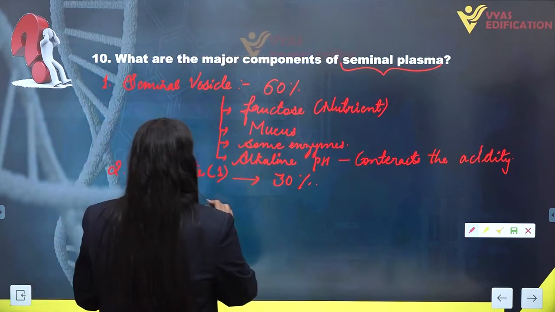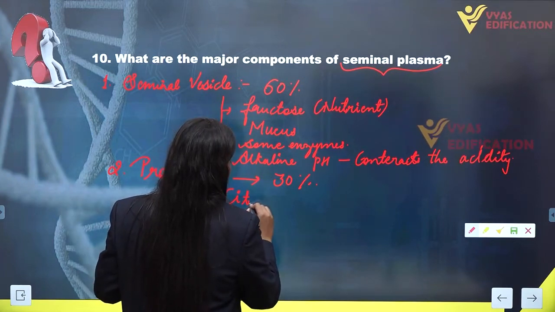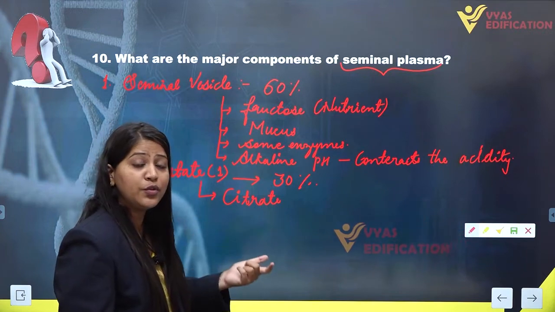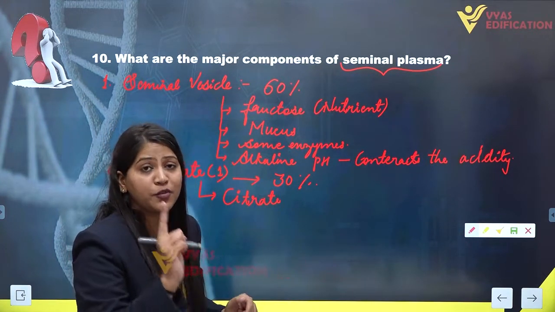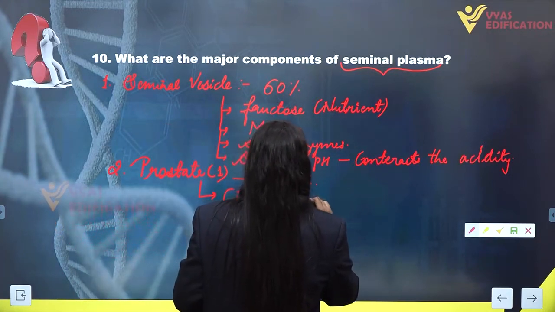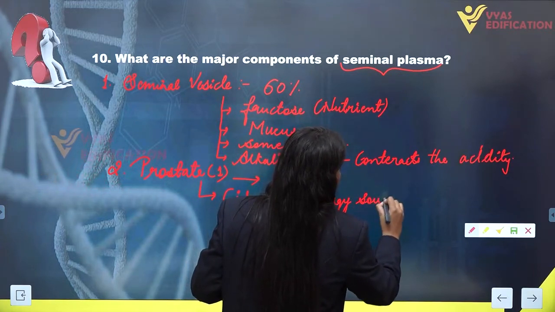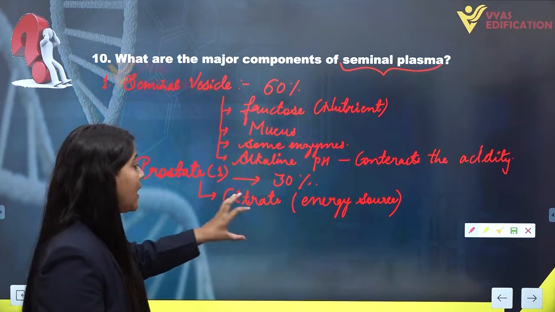What does the prostate gland provide? Prostate gland provides citrate, which is a nutrient for mitochondria present in the middle piece of a sperm cell. So this is the energy source. Citrate is an energy source, or we can say through this citrate the mitochondria actually make energy.